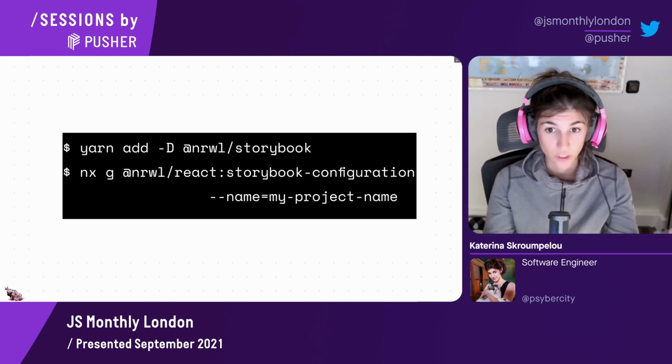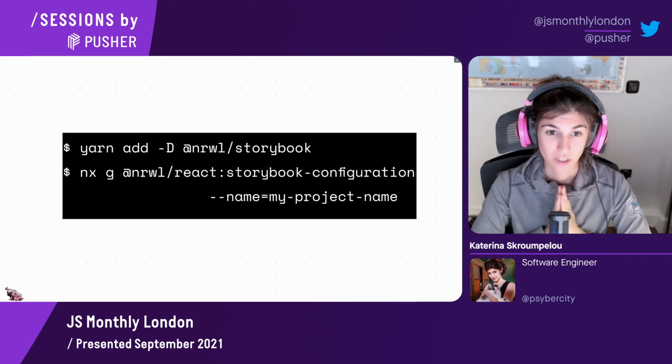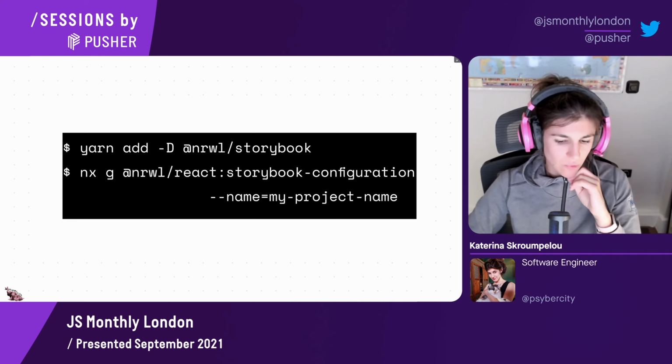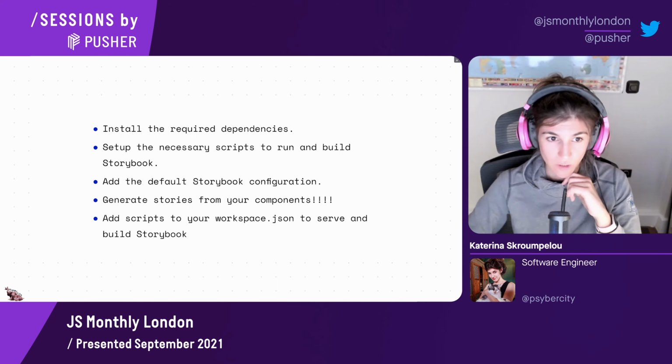So in order to use it in an NX workspace, and if none of you is familiar with NX, I really hope you try it out. You just do yarn add and you add the normal Storybook package. And then, for example, if you're using React, you would just do NX React Storybook configuration and then give it the project name that you want to use. And we'll quickly navigate an NX workspace after that, so those of you who are not familiar with NX will understand what I'm talking about.